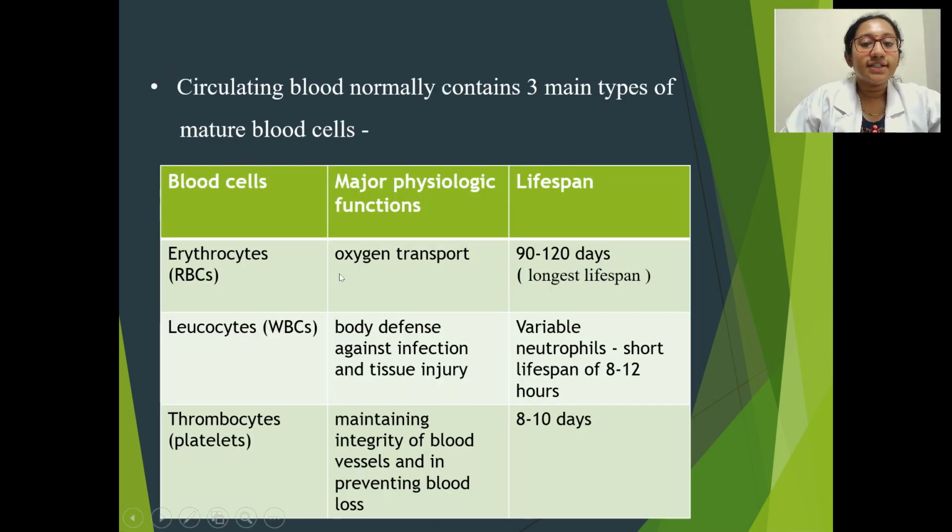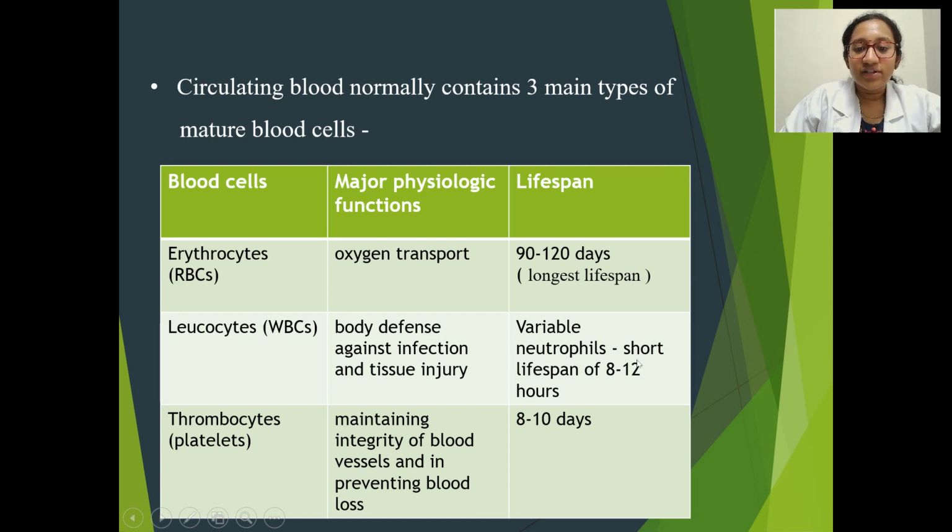So, circulating blood normally contains three main types of mature blood cells: erythrocytes or RBCs, leukocytes or WBCs, and thrombocytes or platelets. So, the main function of RBCs is oxygen transport, and their lifespan varies from 90 to 120 days. Out of all the three blood cells, erythrocytes have the longest lifespan. WBCs, as we all know, are the defense cells. They help in body defense against infection or tissue injury, and their lifespan varies depending on which type of WBC it is. Like we know, WBCs are of five types: neutrophils, lymphocytes, eosinophils, monocytes, basophils. So depending on which type of cell it is, the lifespan varies.